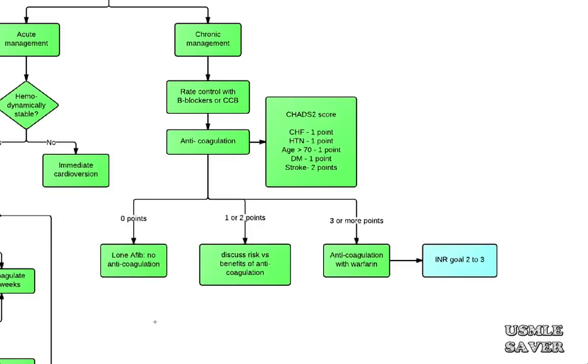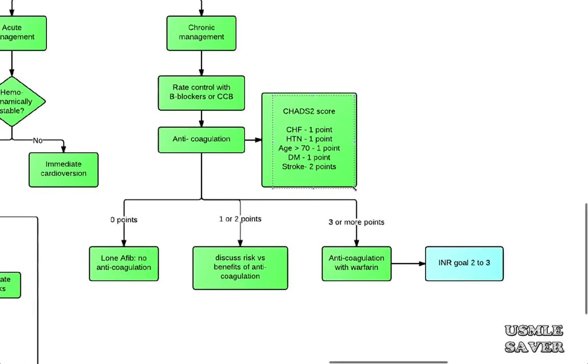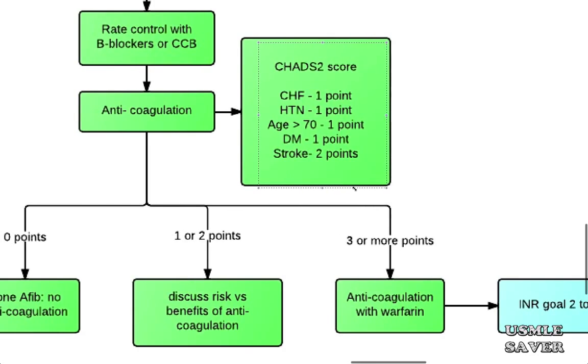Now let's move on to chronic management of AFib. You might get a question from this section, so make sure you know how to manage these patients. So first you want to control the patient's rate with either beta blocker or calcium channel blocker. And then you want to anticoagulate these patients, but there are criteria for anticoagulation, which is called CHADS 2 score.